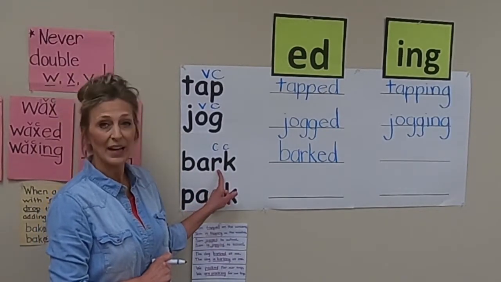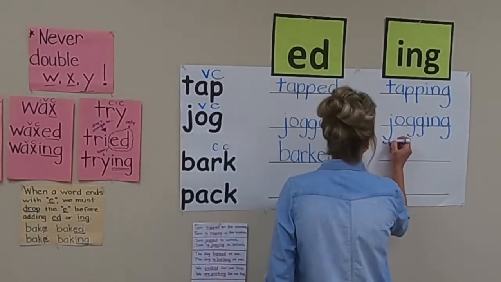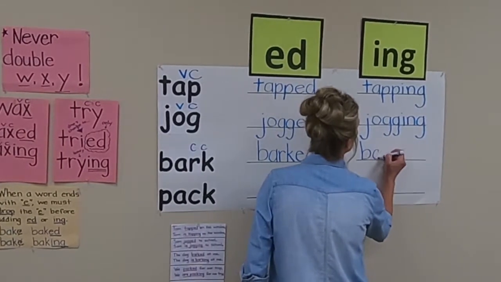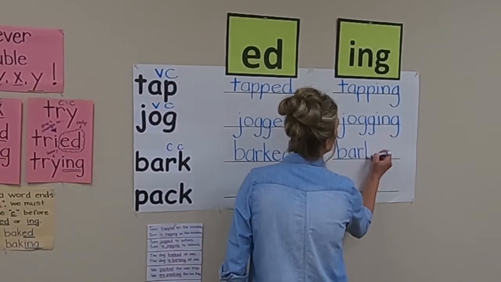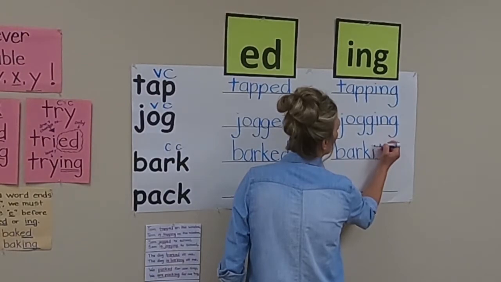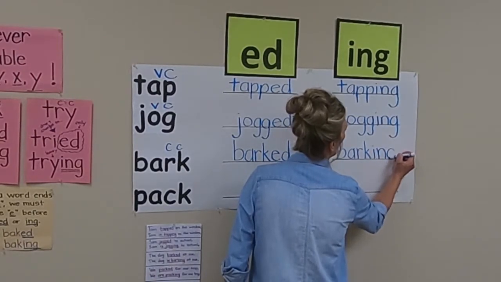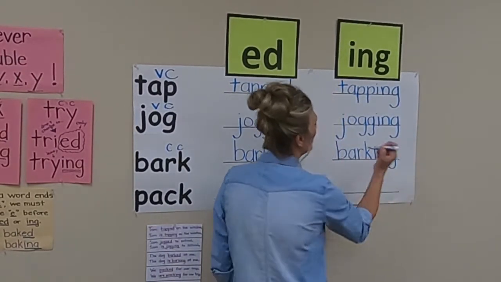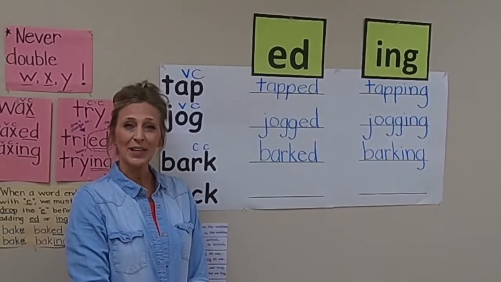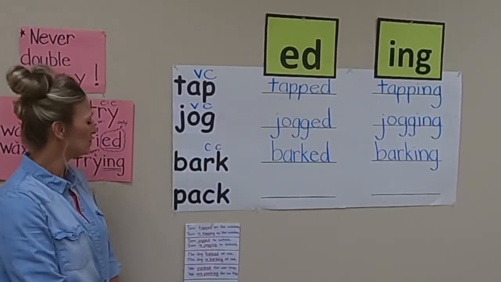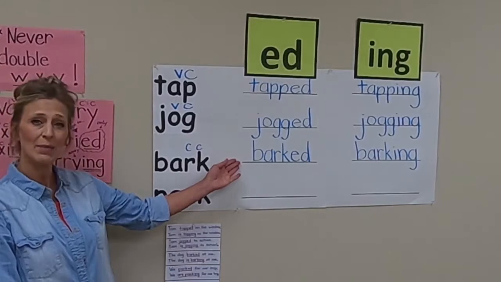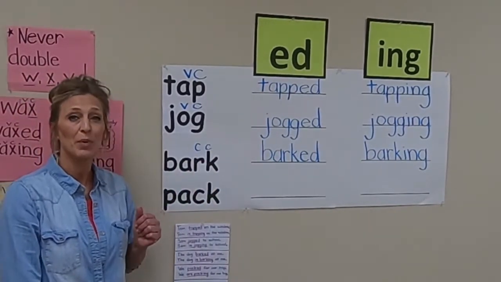Same thing, adding ing, write the root word, bark. And just add ing. And now my new word is barking. The dog barked at me. The dog is barking at me.